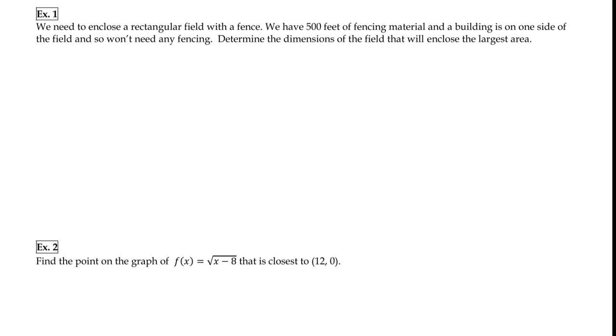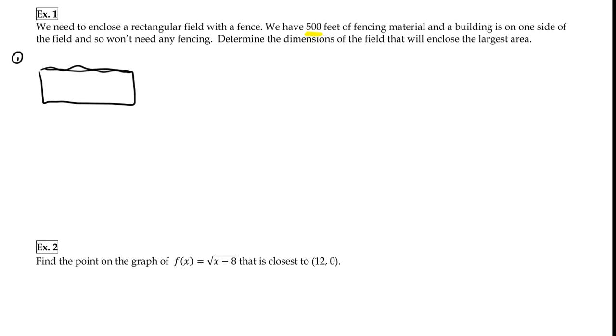First one, we need to enclose a rectangular field with a fence. We have 500 feet of fencing. There's a limitation: there's a building on one side of the field, so we don't need fencing there. Can you imagine we have a building on one side, and then we have fencing going around. We have 500 to work with. We don't need fencing on the side with the building. Determine the dimensions of the field that will enclose the largest area.